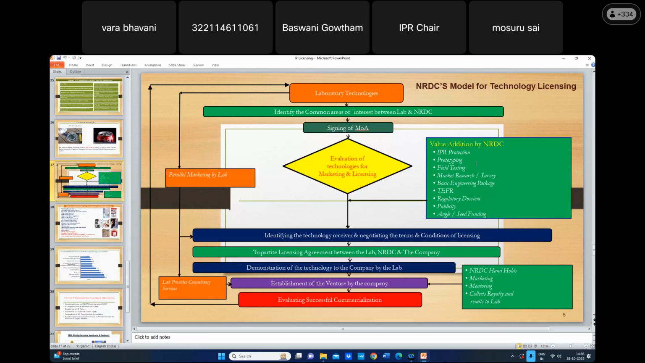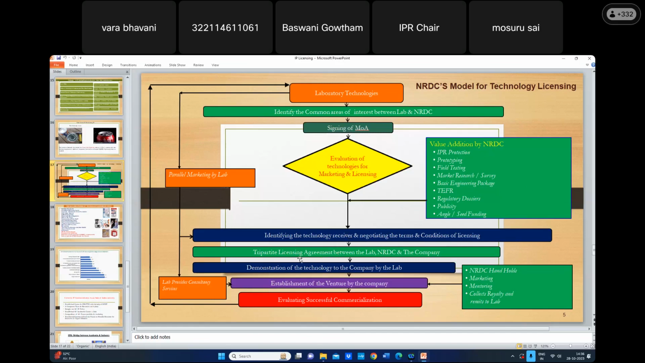These are all the basic elements which mature the technology and minimize the risk in commercializing these technologies. So NRDC provides all these kinds of services depending upon the gap available in the technology and the market, and they identify the technology receiver, and with them they negotiate the terms and conditions of licensing, what we discussed.